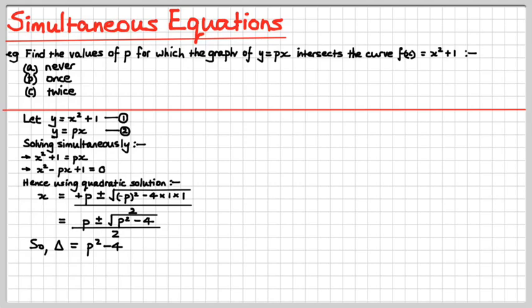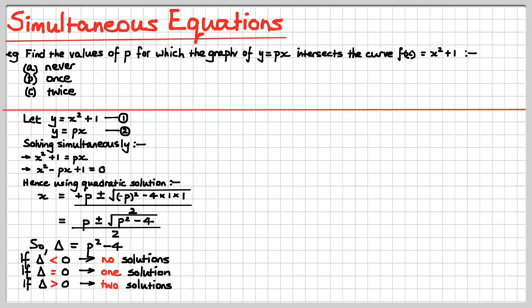Now, that's pretty fascinating. The discriminant is the key, because as we were discovering previously in this video, the discriminant holds the key to whether you have no solutions, one solution, or two solutions. You know that, don't you? We don't want any solutions in part A. So if the discriminant is less than 0, you have no solution. That means p squared minus 4 has to be less than 0. If the discriminant equals 0, you get one solution. If the discriminant is greater than 0, you have two solutions. So this is the key to how to answer this question.